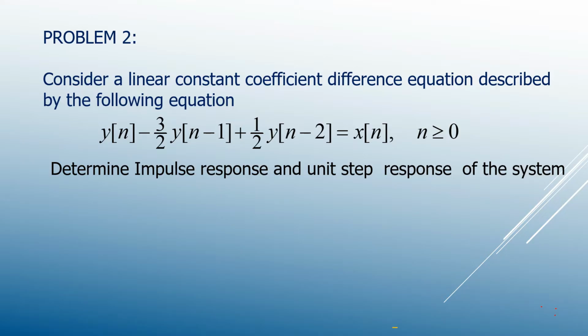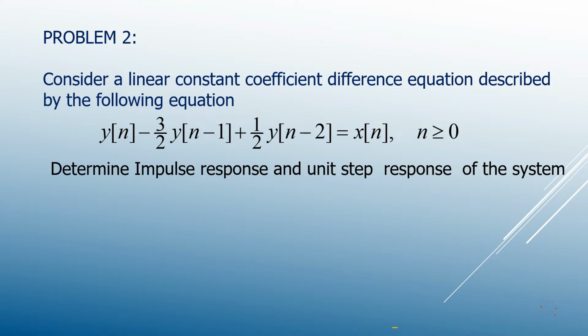In this session, we'll do the second problem in LCCDE. Let us consider one problem. Consider a linear constant coefficient difference equation described by the following equation: y(n) - 3/2 y(n-1) + 1/2 y(n-2) = x(n), for n greater than or equal to 0, which means there are no initial conditions. What is asked? Determine the impulse response and unit step response of the system.